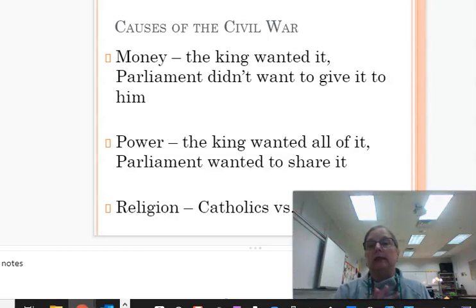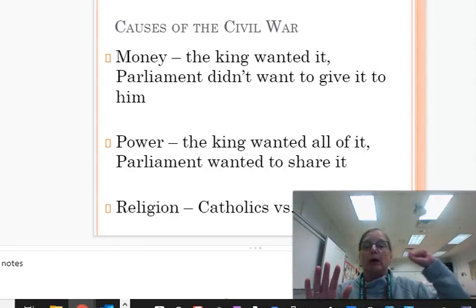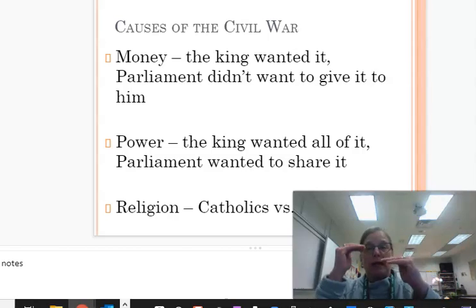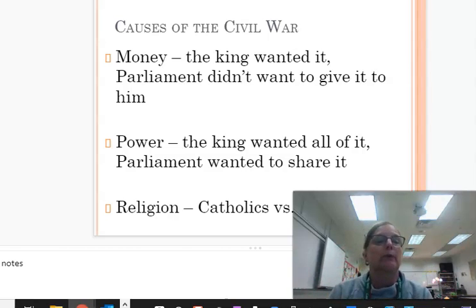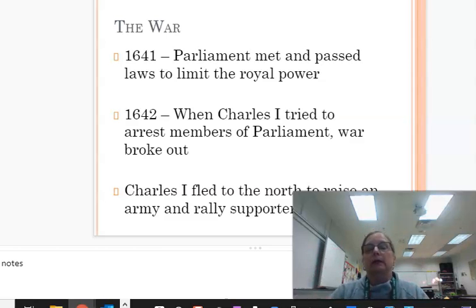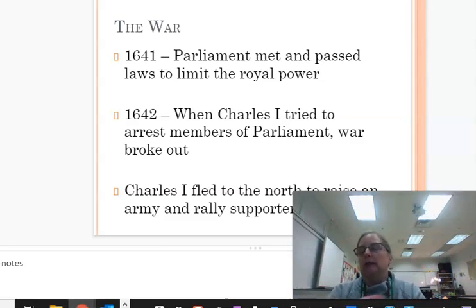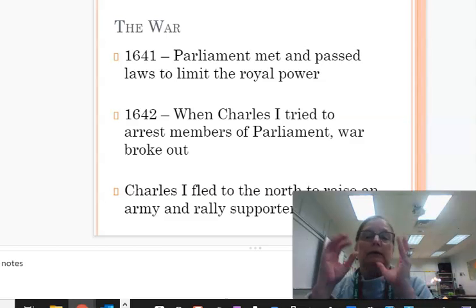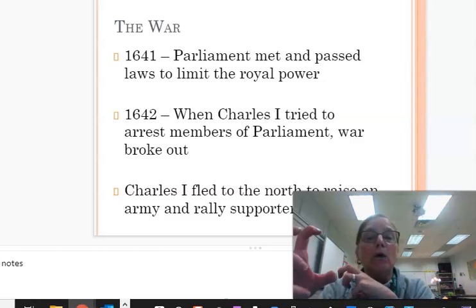Charles wants to be an absolute monarch. Parliament wants to share power. And then you have religious conflicts also happening. So what ends up happening? Charles calls Parliament. Short Parliament. It's a disaster, sends him home. Calls Parliament back again, Long Parliament. They are fighting. Parliament is meeting, they're passing laws to take some of his power.